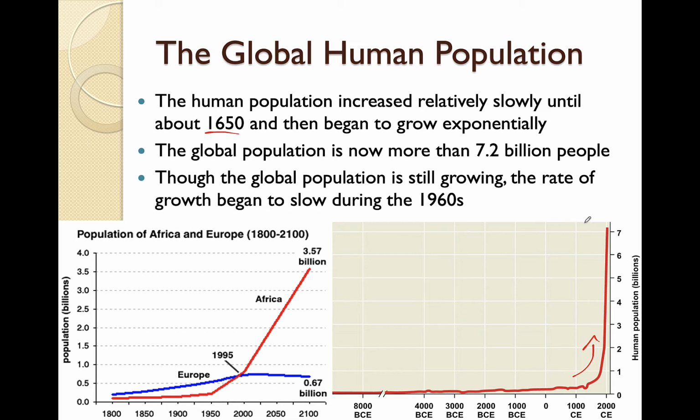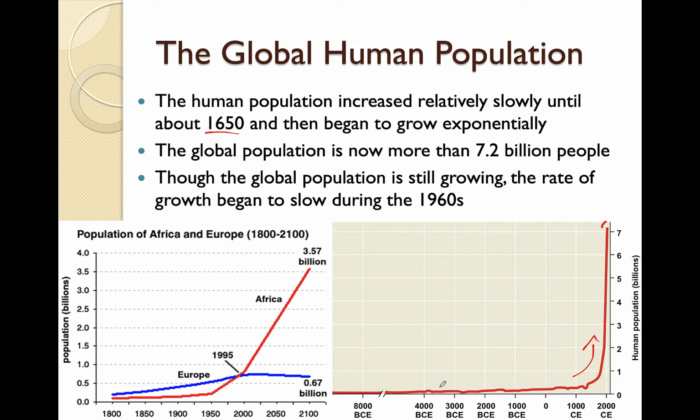Although we think in the last century that growth rate has started to turn, so we might be reaching that inflection point fairly soon, to where we'll start seeing slower population growth over the planet. The planet currently has over 7.2 billion people on it, and it's still continuing to grow.